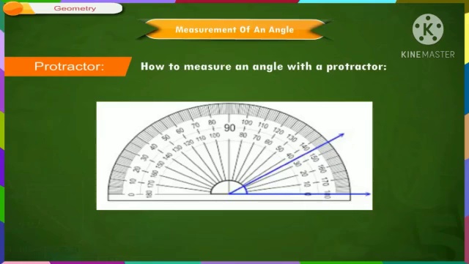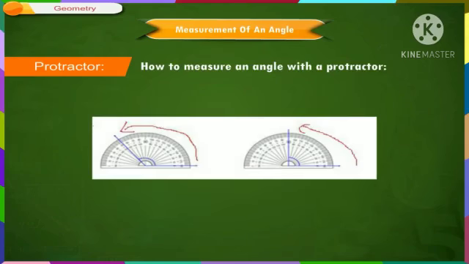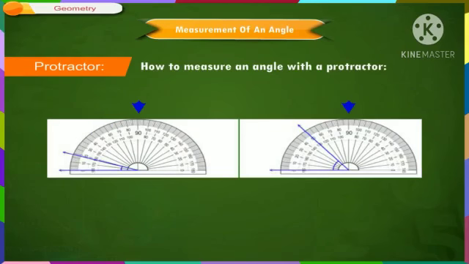Place it so that one side of the angle lines up with one side of the zeros, and read that set of numbers. In the example shown, we lined up the one side of the angle with the zeros of the inner set of numbers. So, to measure the angle, we need to read the inner scale.